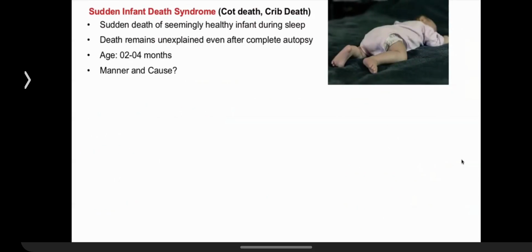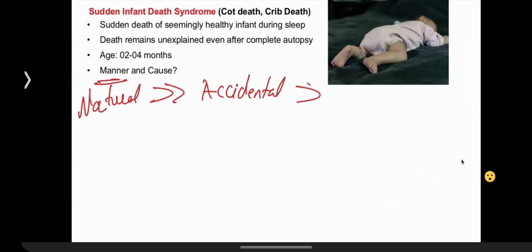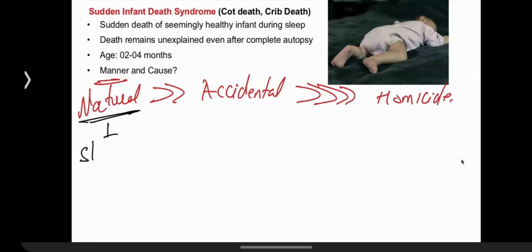Sudden infant death syndrome. The baby is healthy, sleeping, and suddenly dies. What's the most common manner? Most common manner is natural, and rarely it can be accidental, and very, very rarely it is homicide. Natural, for example, due to sleep apnea. Accidental, for example, due to overlaying of mother on the child.